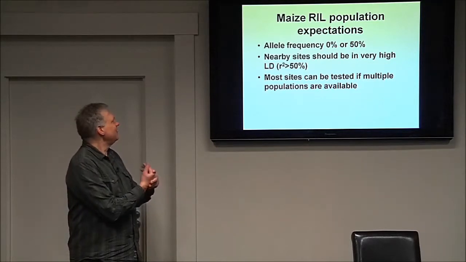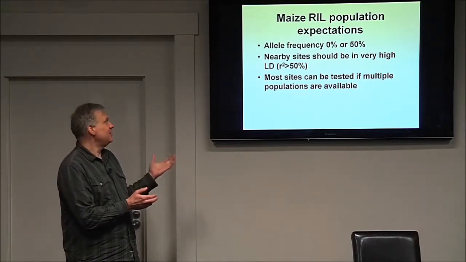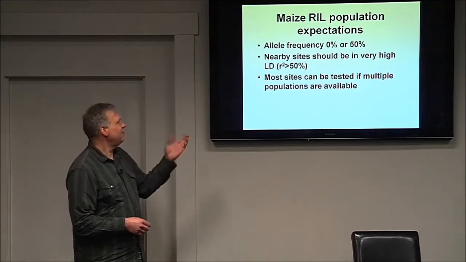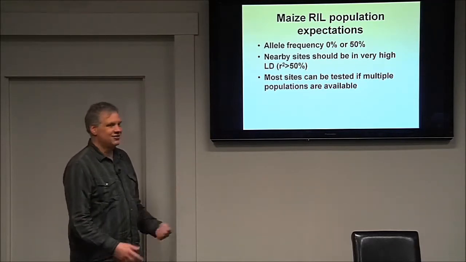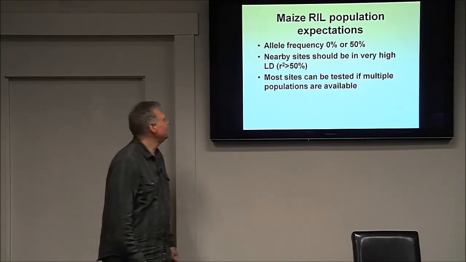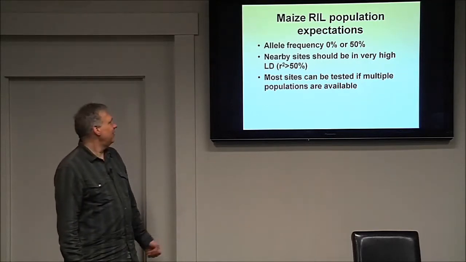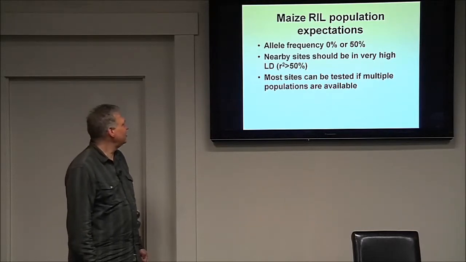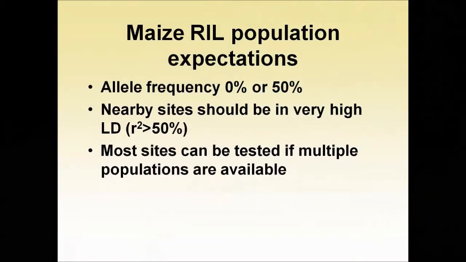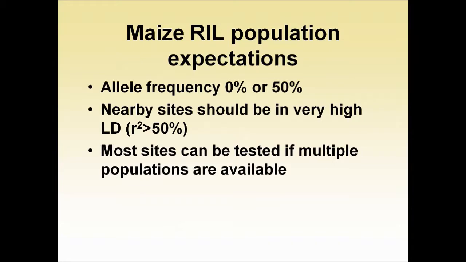And so the allele frequency, we expect it to either be segregating or not. And 50% is the expected allele frequency. Of course, from sampling error and such, you don't get exactly 50. And we expect that the sites should be in very high LD in this biparental population. And since we have NAM, we have 25 populations. We can test pretty much every site that we have for errors, and I'll explain that with a diagram here.